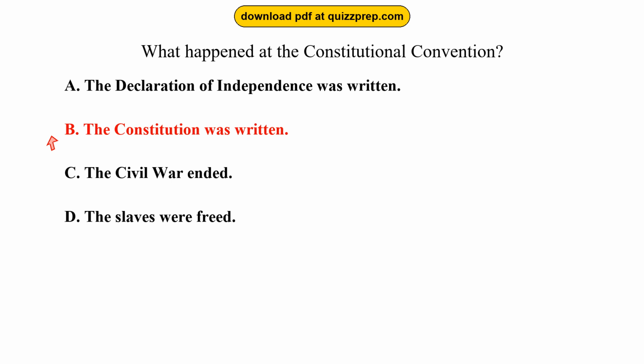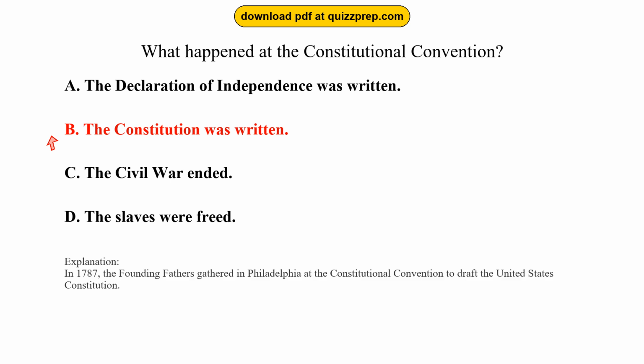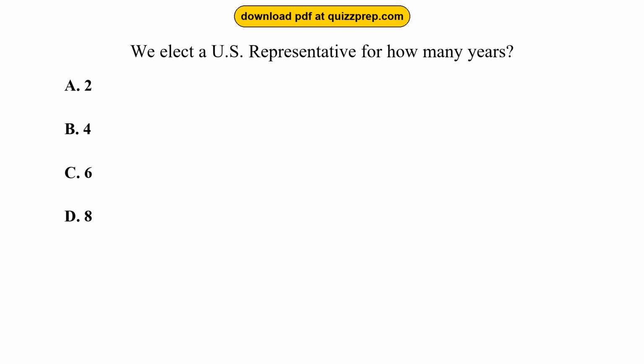The Constitution was written. In 1787, the Founding Fathers gathered in Philadelphia at the Constitutional Convention to draft the United States Constitution. Question 2. We elect a U.S. representative for how many years? Option A 2, option B 4, option C 6, option D 8. The correct answer is option A, 2. U.S. representatives serve 2-year terms. This keeps them closely accountable to their local voters.